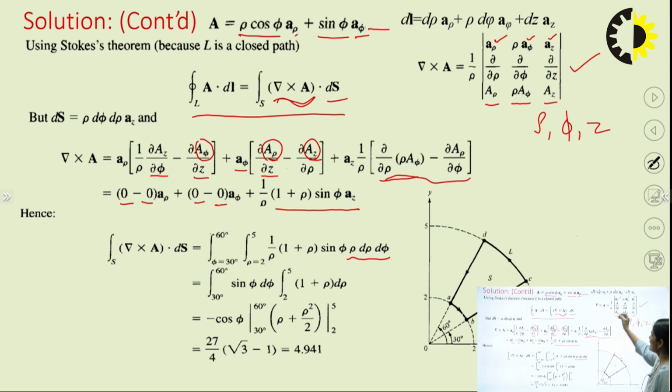So ds you can calculate with the help of rho, d rho and d phi. When you are finding ds for z, you have to multiply d rho into rho d phi, that is equal to rho d rho d phi. So put all these values and integrate it, and you will get the same result as we found in the previous slide, that is 4.941. So this is overall for Stokes theorem.